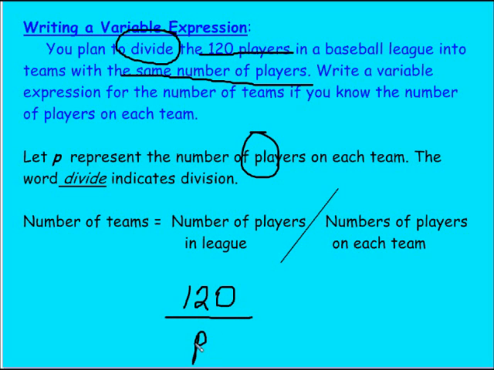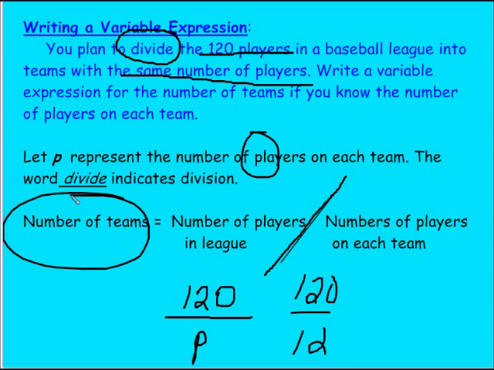Now you could write that with the diagonal, like I have it in the word part, or you can write it simply as the horizontal line. 120 divided by P. The reason this is a variable expression is as we find out the number of players on each team, we could keep changing it. So if I say I want 12 players on each team, then I would substitute P as 12, and I'd have 120 divided by 12, and then I could solve for my number of teams, and that would be 10.